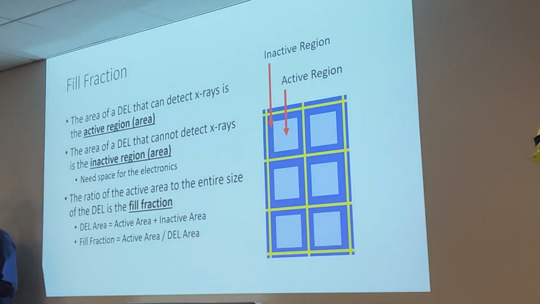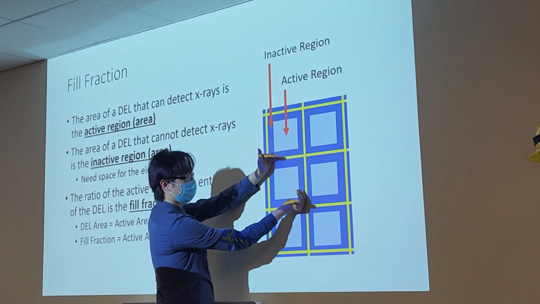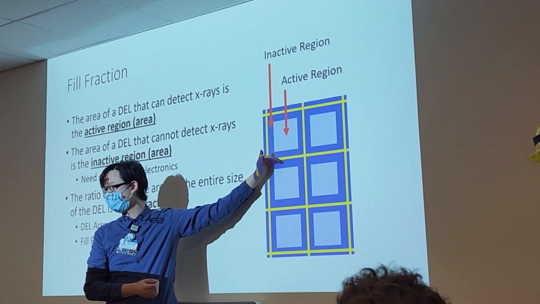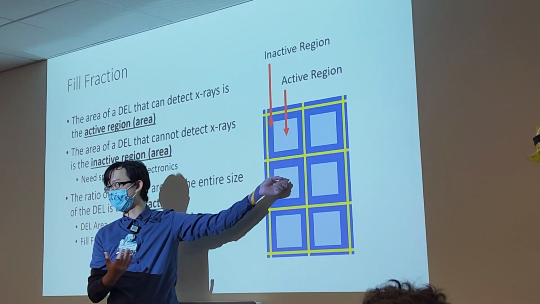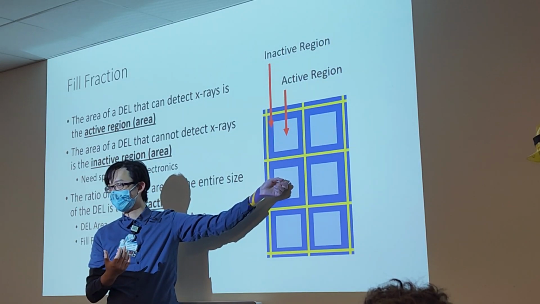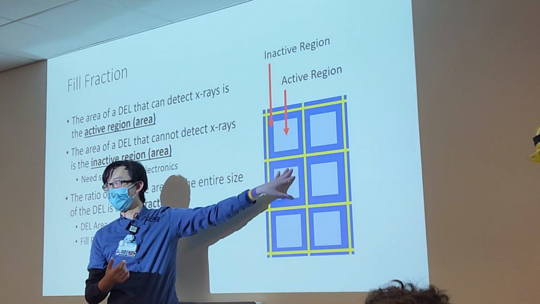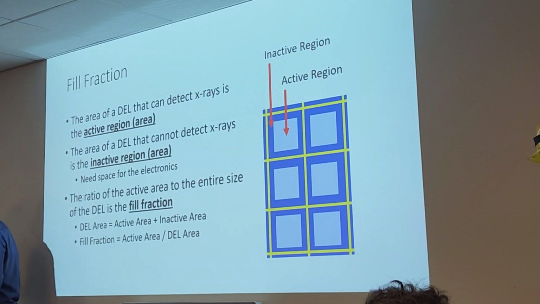So, fill fraction. Fill fraction is very straightforward. If this is the area of your dell, what percentage of the dell is the active region? The light blue, right? How do you find a percentage? This over the whole multiplied by 100. Right. Over the whole, right? So you just find the light blue divided by the total area, and that's your fill fraction. That's all you have to do.